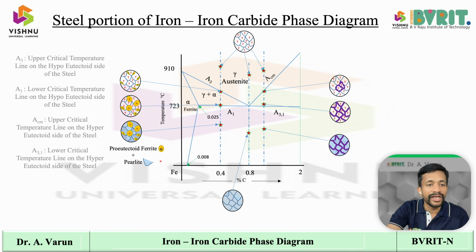So ultimately, in the less than eutectoid region, we have pro-eutectoid ferrite plus pearlite. Why pro-eutectoid? Because it has formed already before the eutectoid reaction. So we call that pro-eutectoid ferrite plus pearlite. And here, obviously, you have only pearlite, 100% pure pearlite. And in the more than eutectoid region, you have, yes, pro-eutectoid cementite plus pearlite.